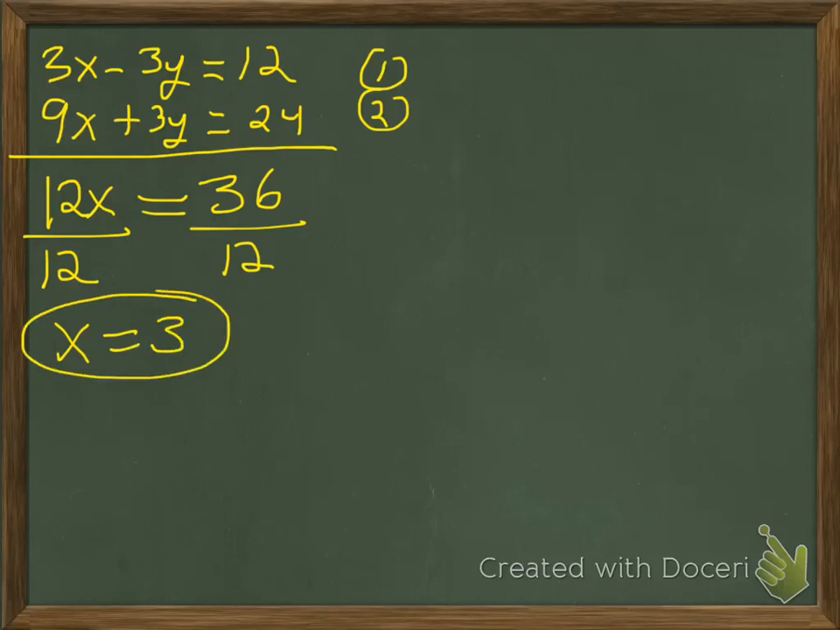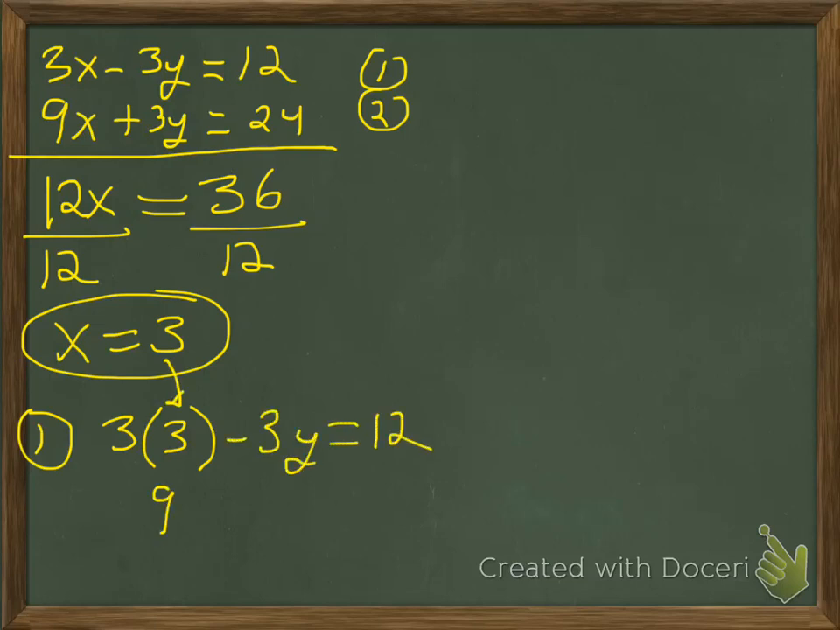Now that I have one of my solutions, it does not matter which equation I plug it into. I can plug it into 1 or 2 to find the y value. So I'm going to plug it into the first equation because it has smaller numbers. So 3 times x is 3, so 3 times 3, minus 3 times y is equal to 12. So this is just a regular old equation. 9 minus 3y equals 12.